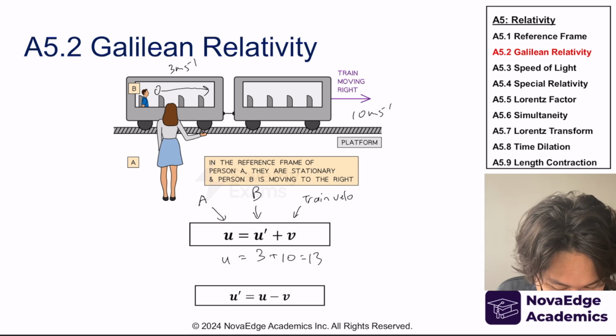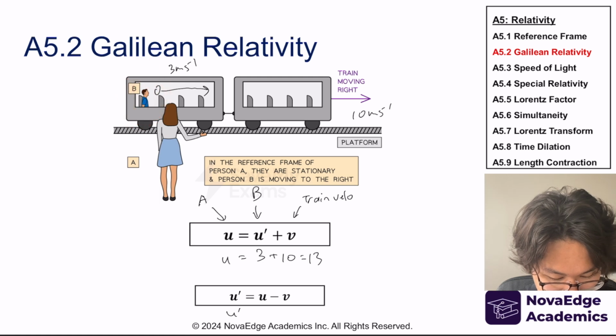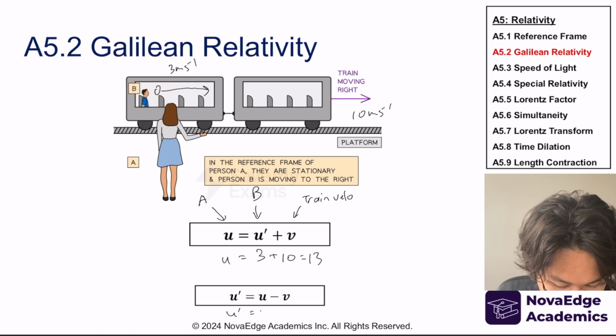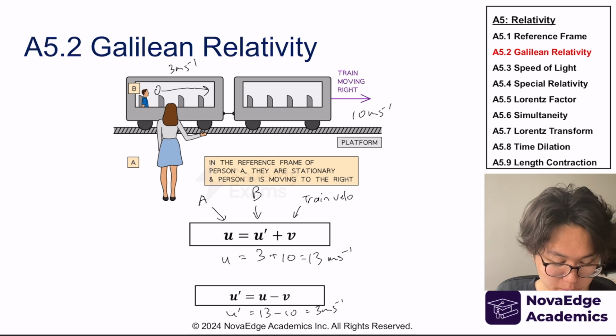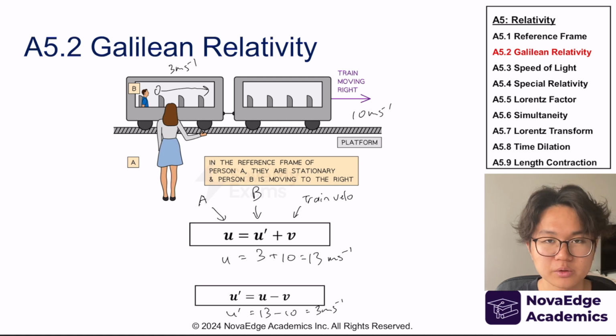So they're basically isolating the speed looking from the man's perspective, which is equal to 13 minus 10, which is 3 meters per second. Okay, that's basically it. So it's nothing complicated. When you say relativity, it sounds fancy, but it's just addition of velocities to see what each reference point sees.